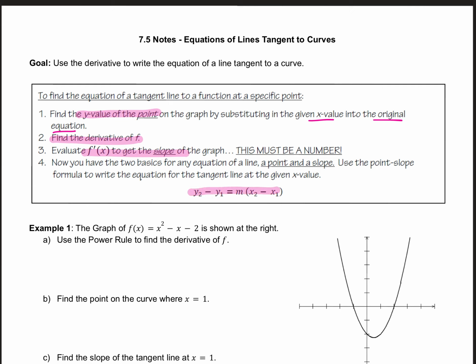We can use point slope form. You can use y equals mx plus b, but I find that's a little more work. If we use point slope form, we have the point and we have a slope, so all we need to do is plug it in, and then we're going to leave it in that form. So let's go ahead and work through this process.